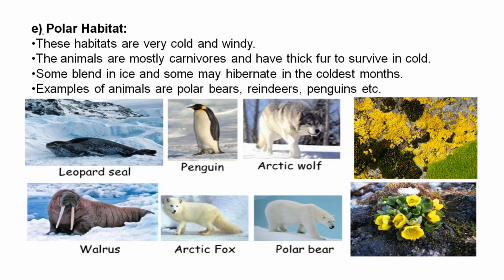Polar means the pole region where you will find only snow. Okay, so these habitats are very cold and windy. There is snow everywhere. That's why it is very cold, and wind is flowing. That's why windy. The animals are mostly carnivores and have thick fur to survive in cold. Carnivores means they eat only animals, so flesh, and they have thick fur. Thick fur, so they can survive the cold.